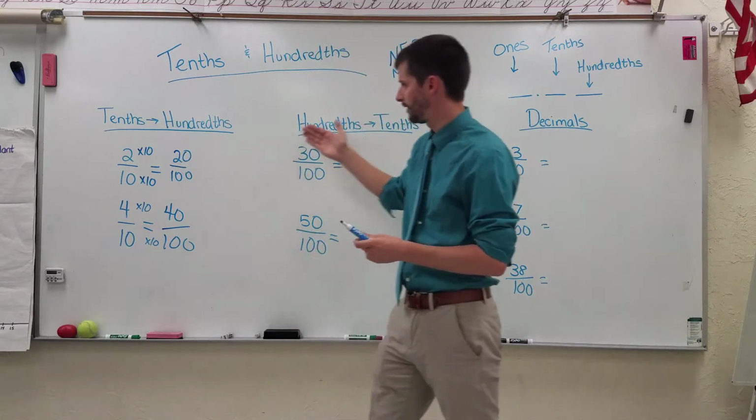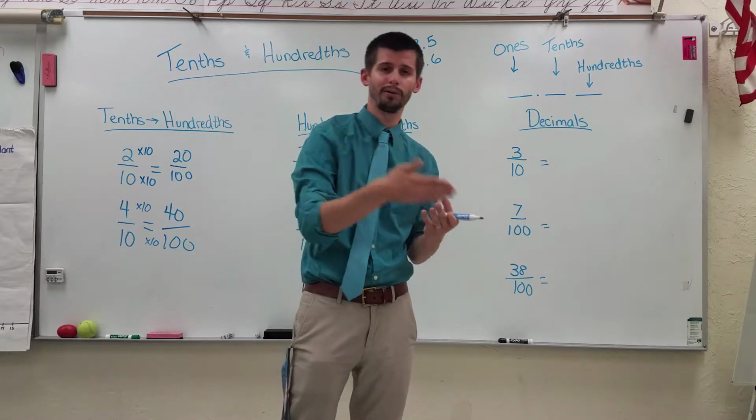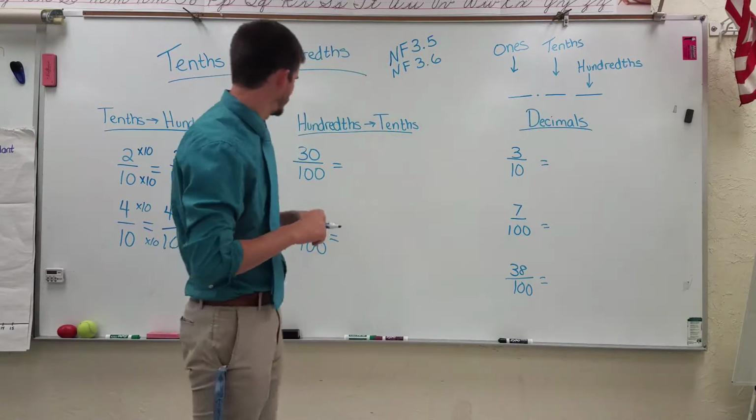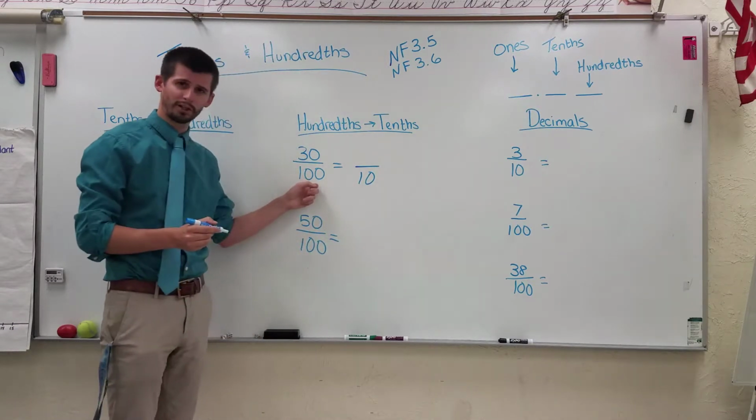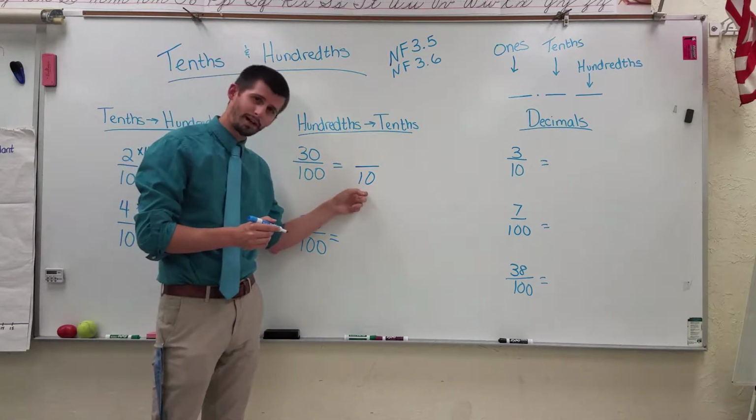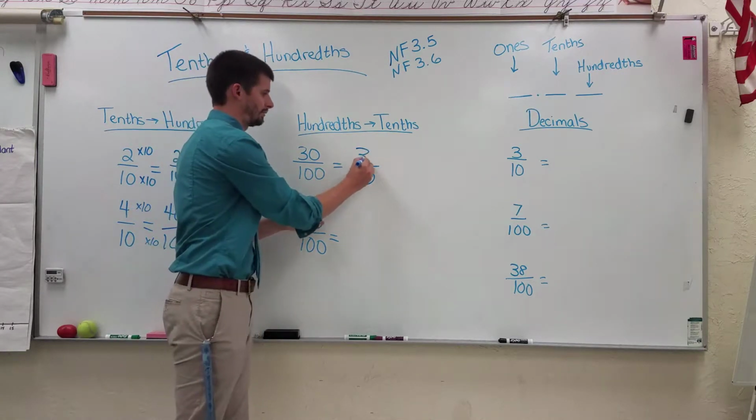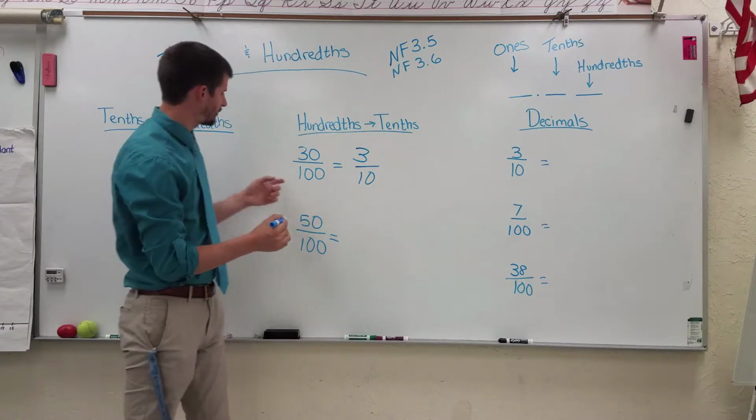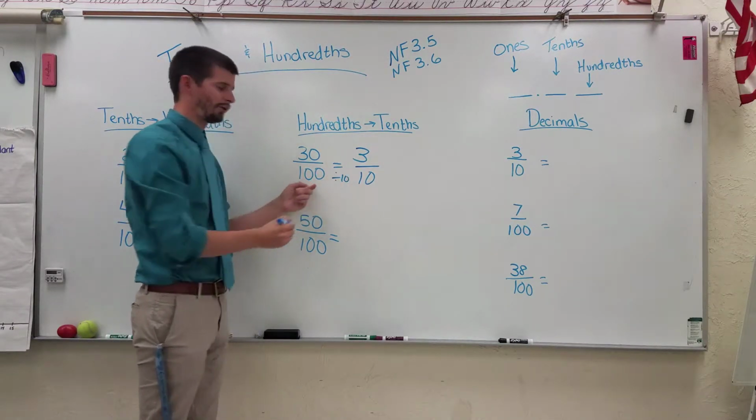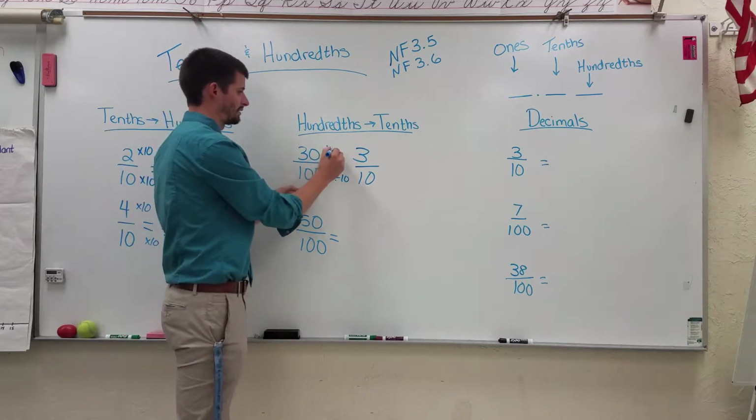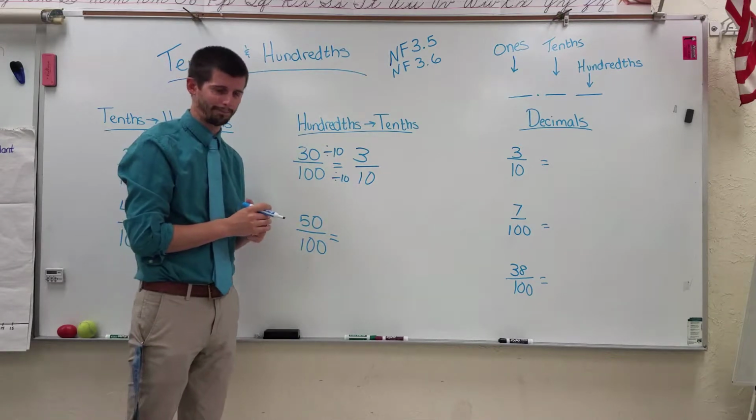Now going from hundredths to tenths, we're going the other way. So instead of multiplying, we can do division. Or we could think again about pennies and dimes. I'm switching from pennies to dimes. So if I had 30 pennies, how many dimes would that be? Well, that would be 3. Also, I mentioned we could do division. Going from 100 to 10, I know I'm dividing by 10. So I can divide by 10. That's how I got the 3.